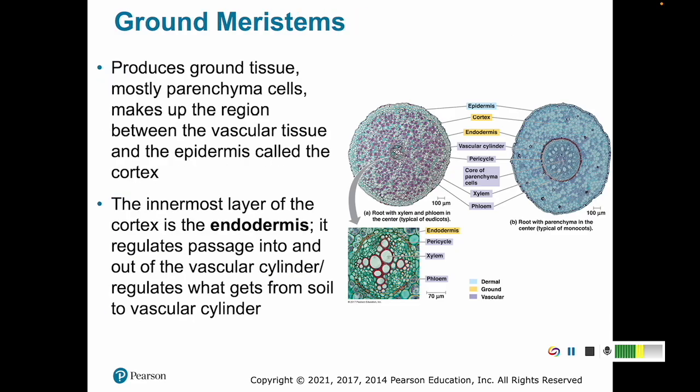Ground meristems are stem cells to produce ground tissue. They mostly make parenchyma cells, and they make up the region between the vascular tissue and the epidermis called the cortex. Then the innermost layer of the cortex is the endodermis, and it will control what is coming in and out of the vascular cylinder and what gets from the soil to the vascular cylinder.